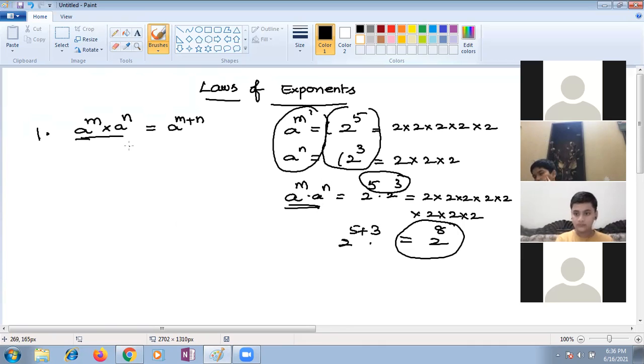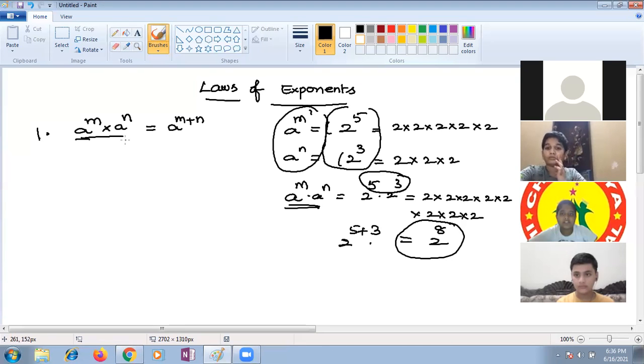Ma'am, how should we find that a power m is equal to 2 power 5? Kunal, sit properly, concentrate properly. Ma'am, will it be given in the question only, or should we find it?